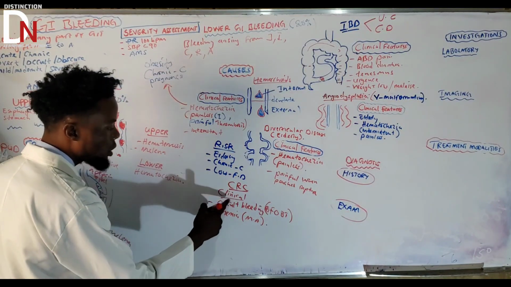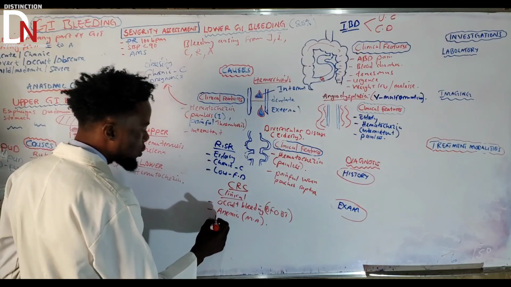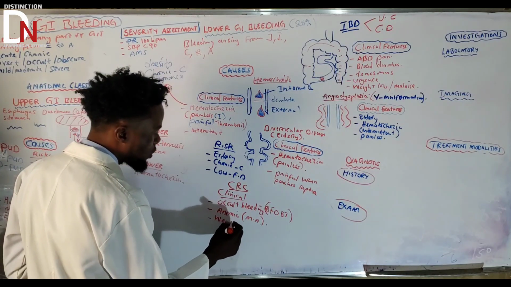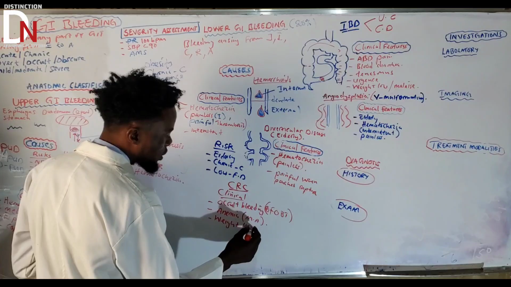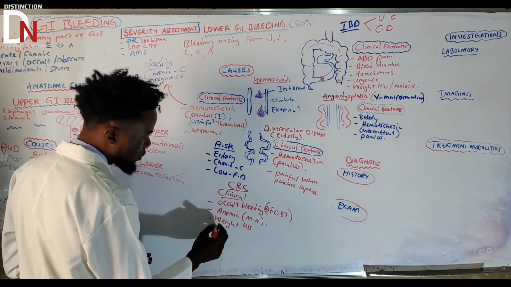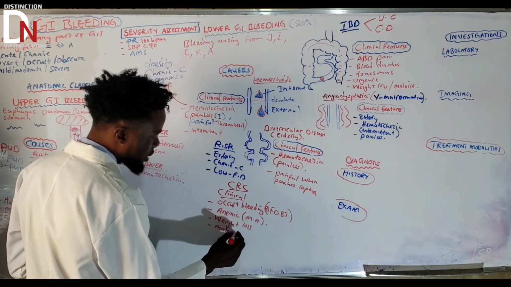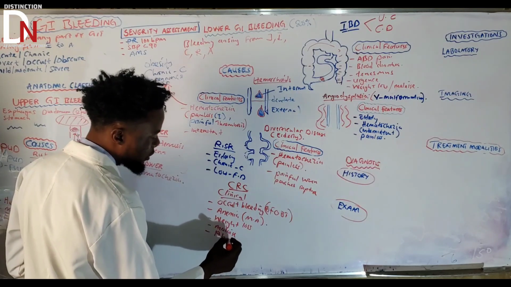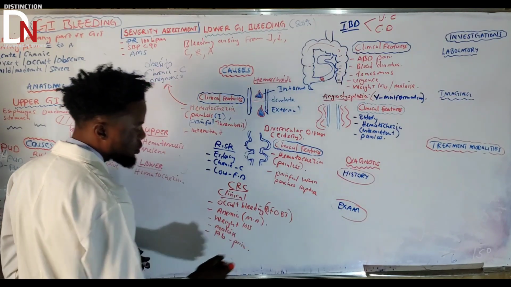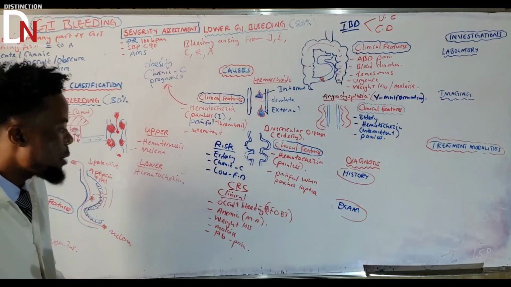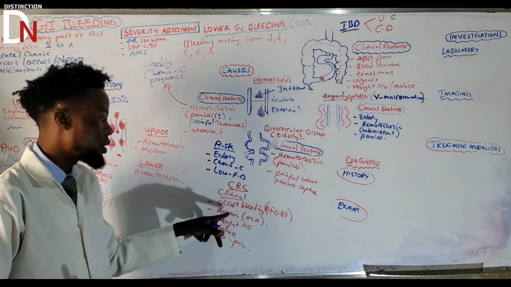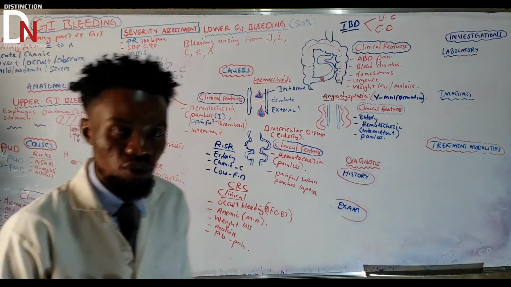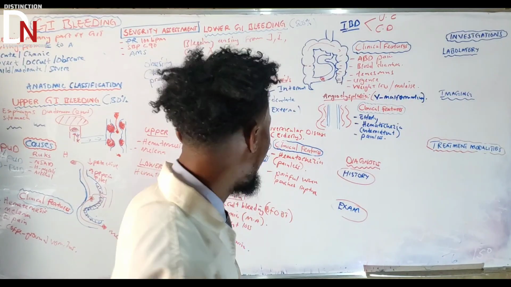What else apart from that? Someone with cancer, we know that they are going to have weight loss. They are going to have malaise. Sometimes they also present with abdominal pain. These people are going to present with abdominal pain, but the type of bleeding, the type of hematochezia, is occult, something that you can't see with your naked eyes.